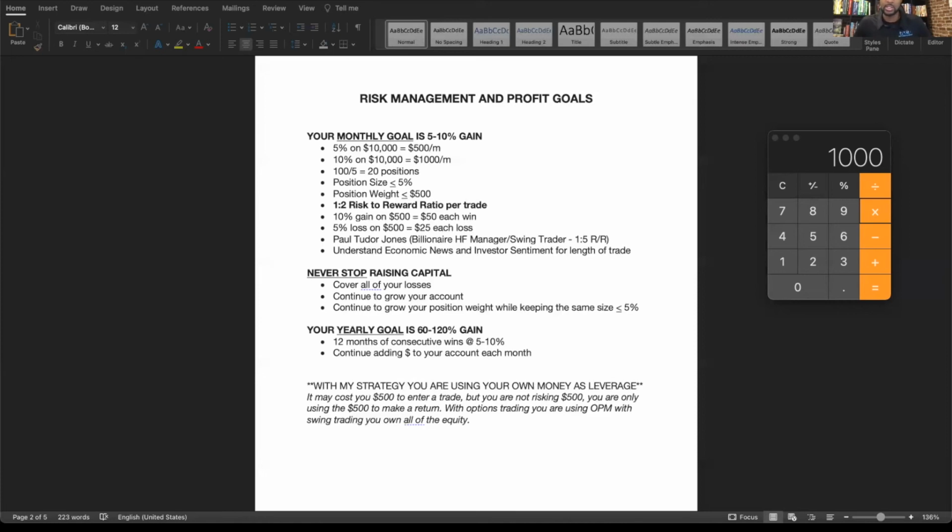Now, I'm not saying that every single month is going to be an amazing month. You're going to have some losses each month, but you're also going to have months where you hit it out of the park and get a 10 or 15 or 20% return. It's balanced. At the end of the year, let's tally it up and see what side of the game we're on, right? So what you're doing is you never stop raising capital.